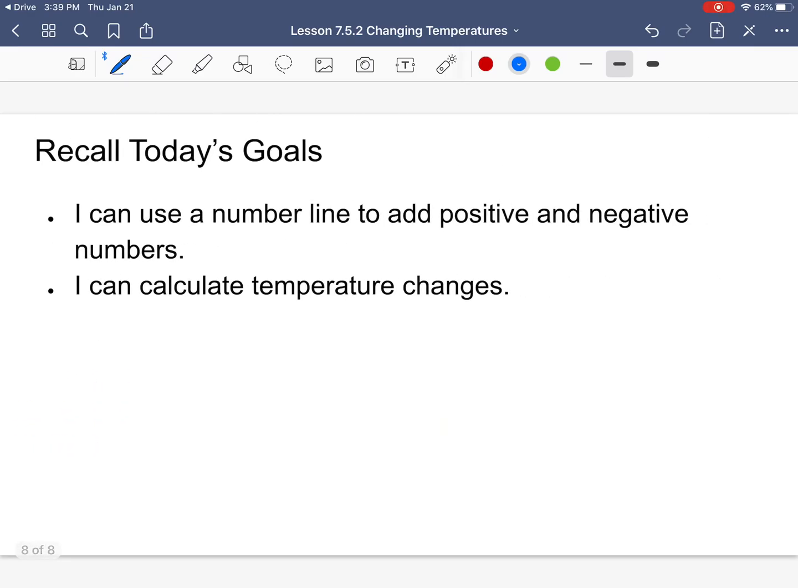So to recall today's goals, you saw how to use a number line to add positive and negative numbers, and you saw how to calculate temperature changes. And that's the end of today.